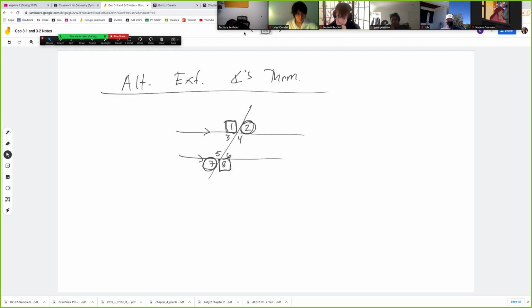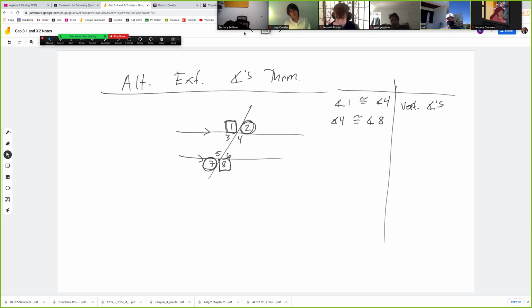Well, we can say angle 1 is congruent to angle 4. All right, let's see if you guys can remember this. Nazari, why is angle 1 congruent to angle 4? Because they are vertical. Vertical angles. Excellent. Vertical angles. All right? Rob, why is angle 4 congruent to angle 8? Because of corresponding. Good. Corresponding angles. Right? They're in the same position. They're both bottom right. Okay?